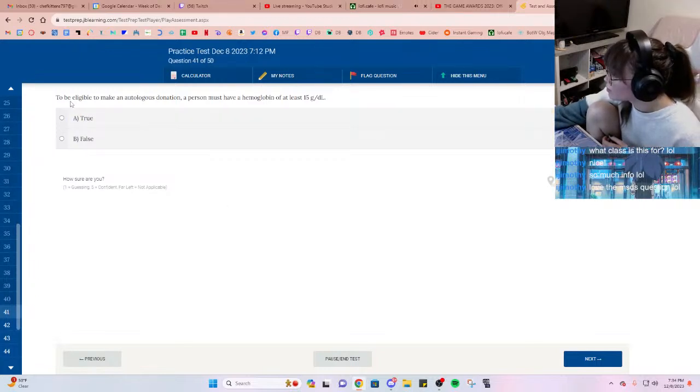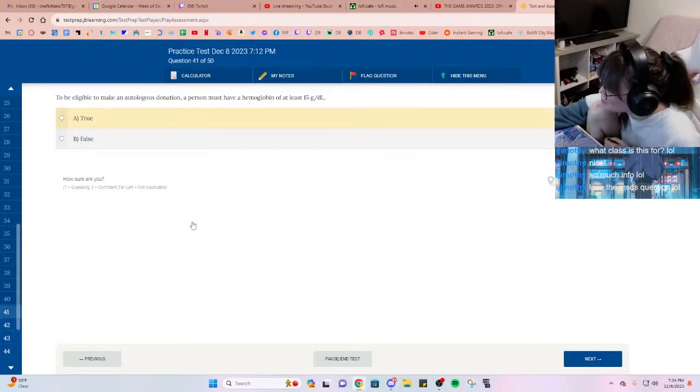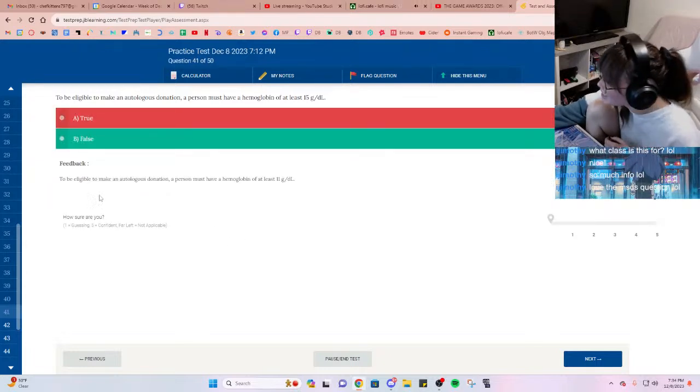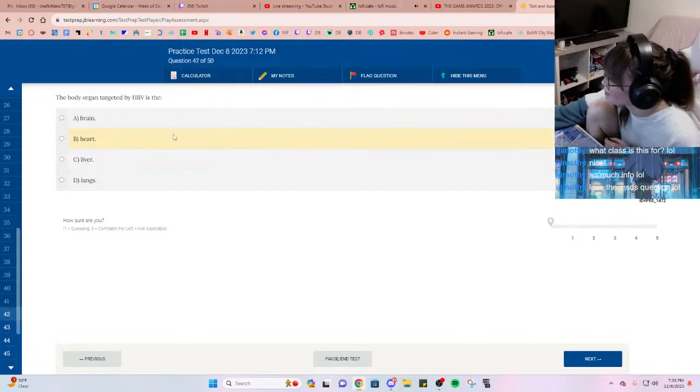To be eligible to make an autologous donation, a person must have a hemoglobin of at least 15 g/dL. I don't know. What kind of question is this? Sure. To be eligible to make an autologous donation, a person must have a hemoglobin of at least 11 g/dL. Okay, interesting. That's a messed up question.